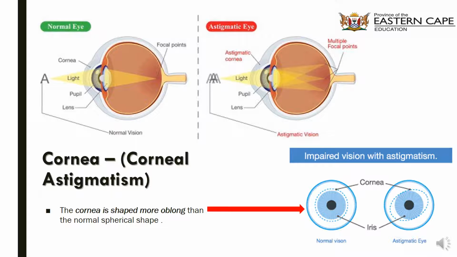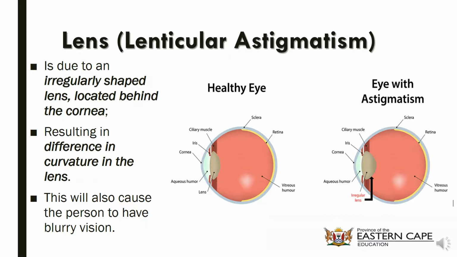So you have this image forming in various places on the retina. The second one is astigmatism caused by your lens. As we say, this is due to an irregularly shaped lens which is located behind the cornea. We know the lens is behind the cornea, but the problem is that it also has an irregular shape. And because your lens has an irregular shape, it's going to result in a difference in the curvature of the lens as well. So the person is also going to see some objects as being blurred.